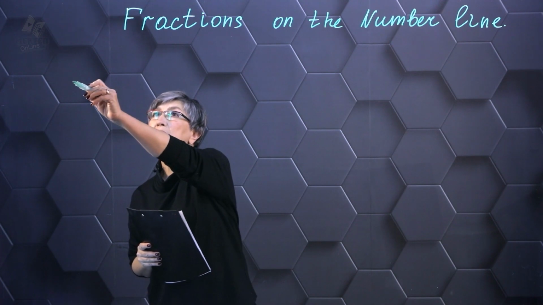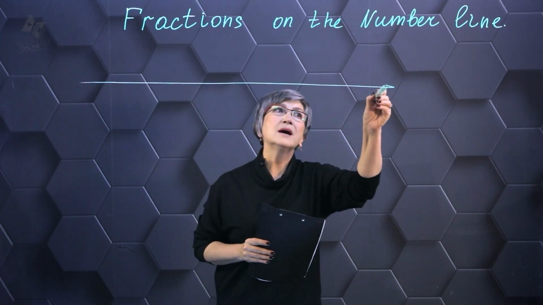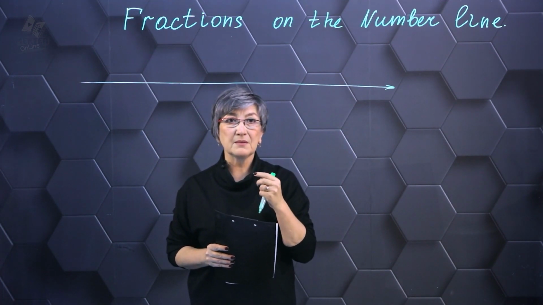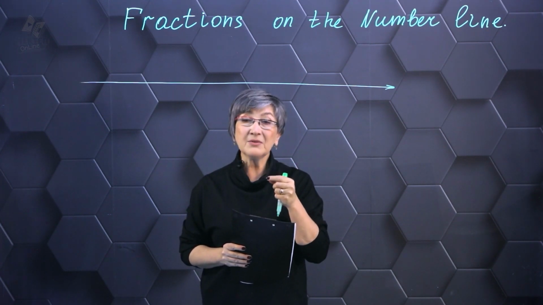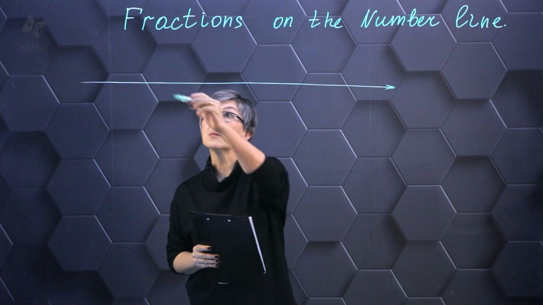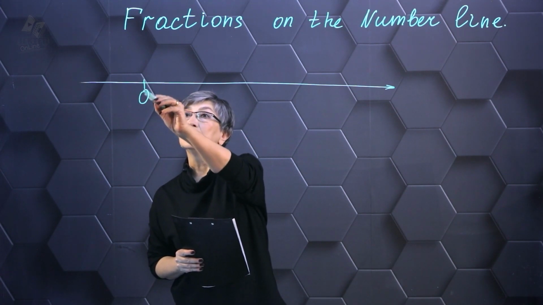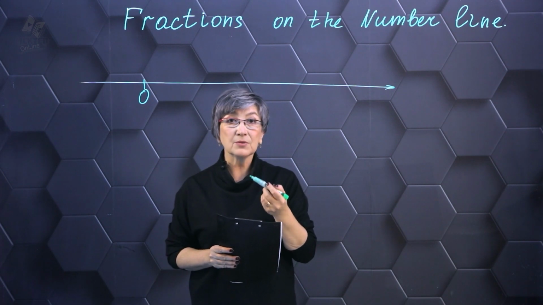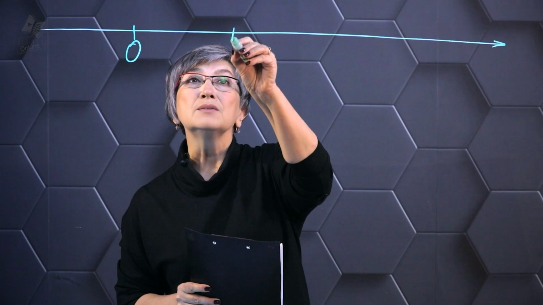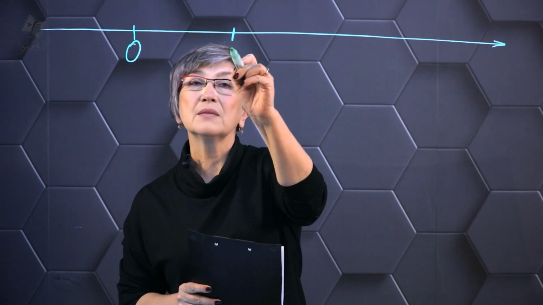Well, the fact is that a coordinate line is defined by three positions. The first position is the beginning of the report. That is, we need to understand where the beginning of the report is. Let's say, at this point I put the number 0, so that's the beginning of the report. The second position is the direction. And the third position is the so-called unit segment, which is the distance after which I write the number 1.